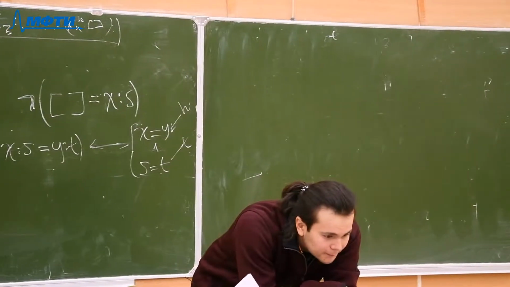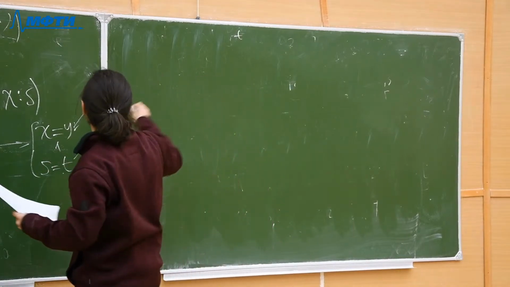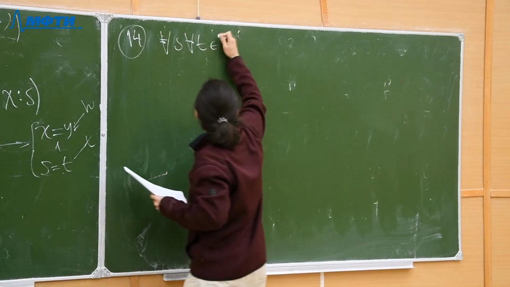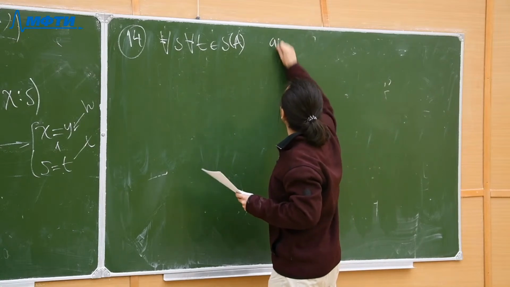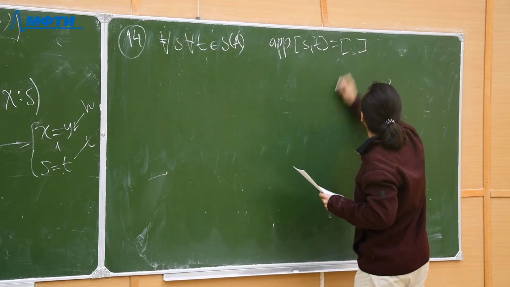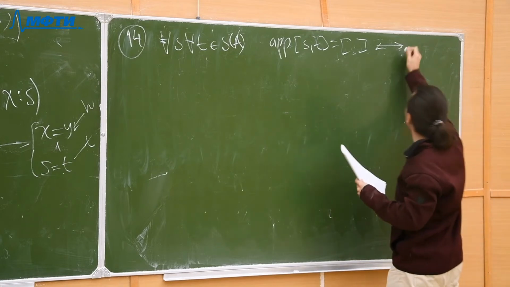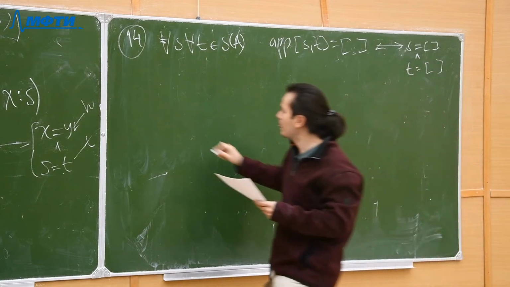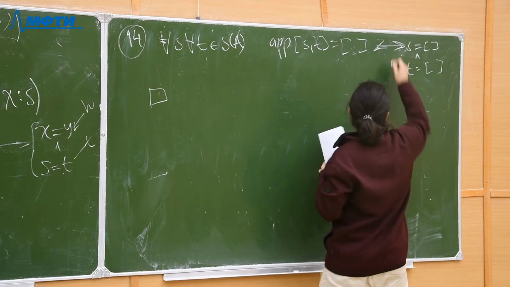Prove formally that for all s and for all t, for all the strings over the alphabet A, the app of s and t is equal to the empty string if and only if s is the empty string and t is the empty string. It's written, yes. So this is true if this is true.